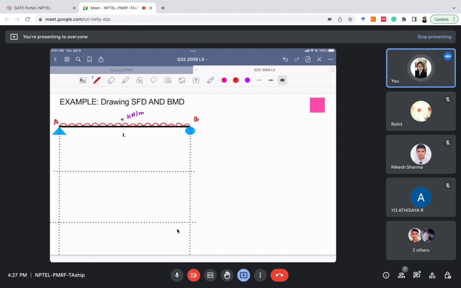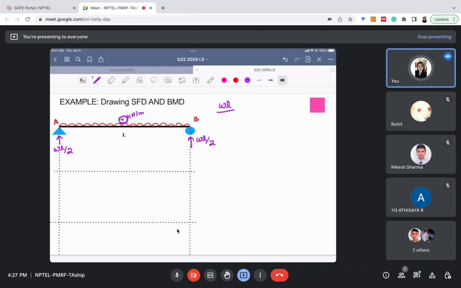Can you quickly tell me in the comments? Please try to do it with me so that everything will be more clear. What will be the reaction at A and B for this kind of loading? It is very easy, right? Total load is WL, because this is W kilonewton per meter. The reaction at A will be WL by 2. Half of the load will be distributed to each support, so it will be WL by 2. I hope you know these small things, so I'm considering you know this.